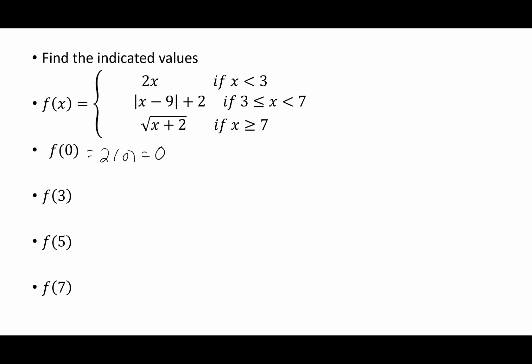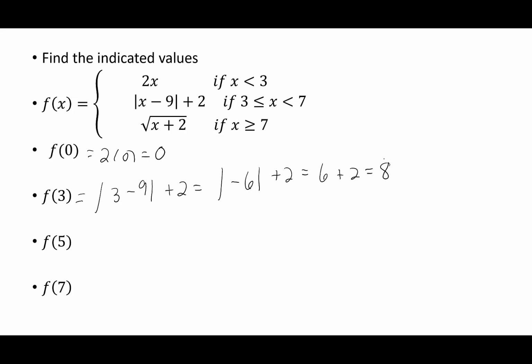Then I look at 3. Now with 3, notice it's kind of one of the boundary numbers. I see it in the first line, I see it in the second line, but I really care about that equality. The equality makes a big difference. So I'm using the second line, absolute value of 3 minus 9 plus 2. So let's do that in steps. 3 minus 9 is negative 6. So I have the absolute value of negative 6 plus 2. Remember, absolute value just says make it positive. So absolute value of negative 6 is 6. 6 plus 2 is 8.